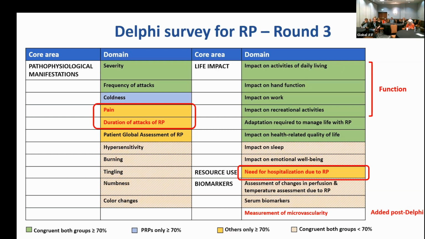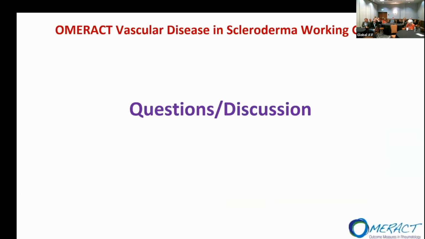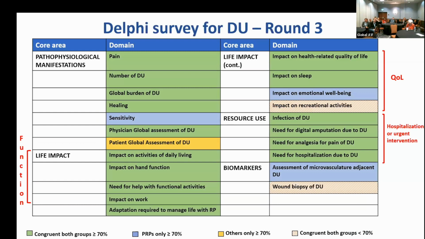Can I ask another question about the digital ulcer one? Could you change the slide, the next one? I was wondering if duration of the digital ulcers is a domain, or did I miss it? There is number of digital ulcers, but not duration of digital ulcers, which I think is very important, especially if you're conducting a trial with topical agents. If the aim of the trial is to assess whether healing the digital ulcer is an issue, I think duration of digital ulcers matters.